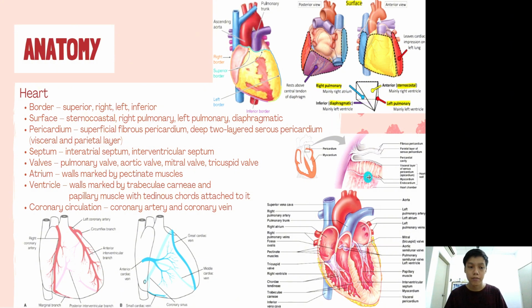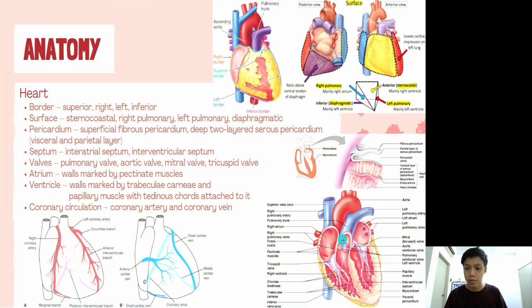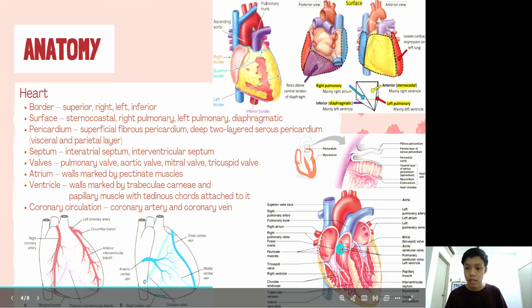Next, the heart also has two septa, the interatrial septum and the interventricular septum. Here we can see clearly there's a wall dividing the ventricles, we call this the interventricular septum. And between the atria, there's also a wall dividing both atria, we call it the interatrial septum. And for the valves, there are also four valves: the pulmonary valve, the aortic valve, the mitral valve, and the tricuspid valve.